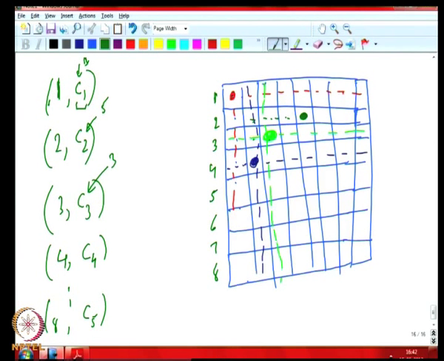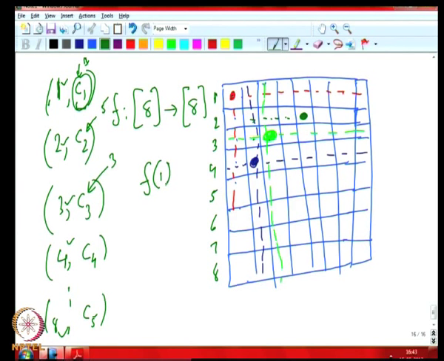You can easily notice that it is a function that is being written here, because see, this is some function from 8 to 8, right. Why is it a function? Because for each of these 8 numbers 1, 2, 3, 4 up to 8, we have a value assigned to it, right. So, f of 1 is equal to C1, f of 2 is equal to C2, and f of 8 is equal to C8.